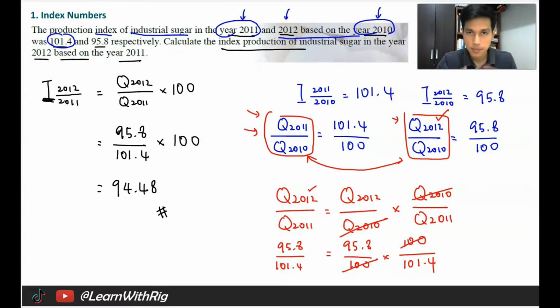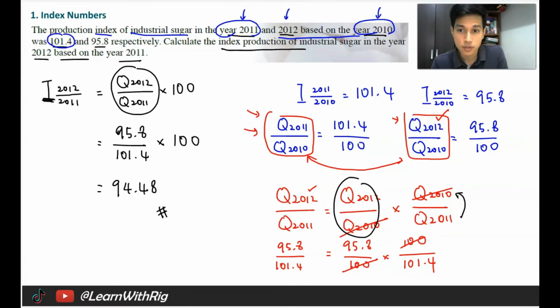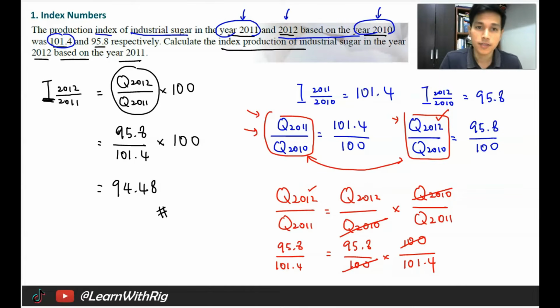Alright, let me just summarize. For this kind of question, when there are three years involved, you first find out what you're looking for: 2012 based on 2011. You're going to use the index from the two other years, and find a way to combine them. Usually one will be the actual and one will be the reciprocal. Combine them to find the one you're looking for. If you don't understand, no worries, we still have more questions. Let us see more questions, and then I bet you'll understand this very well. Let's see the next one.